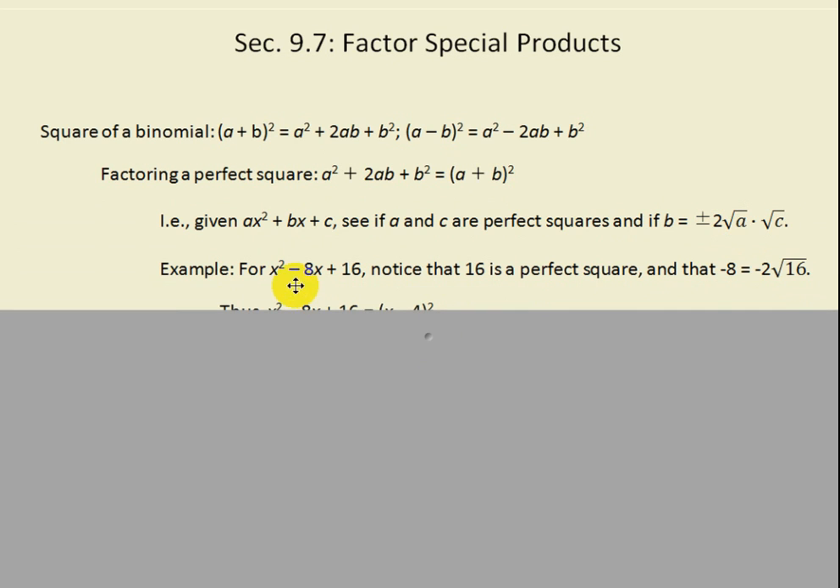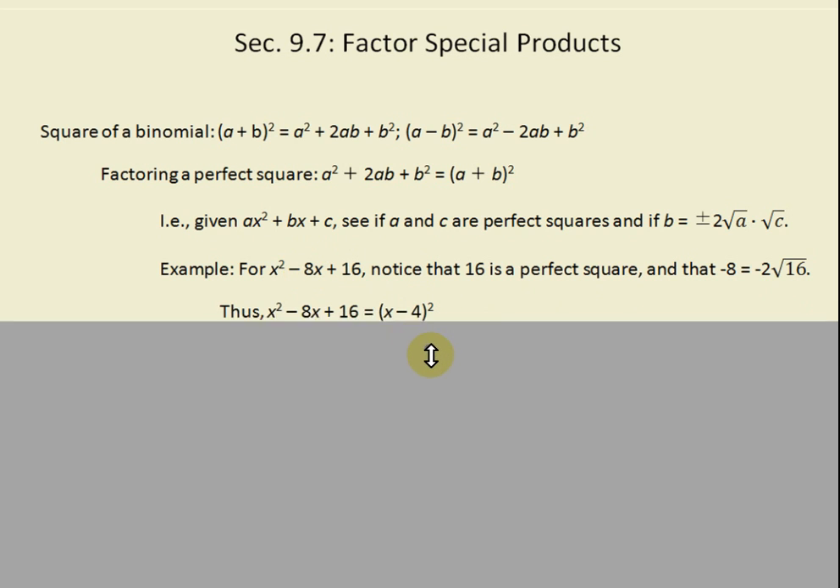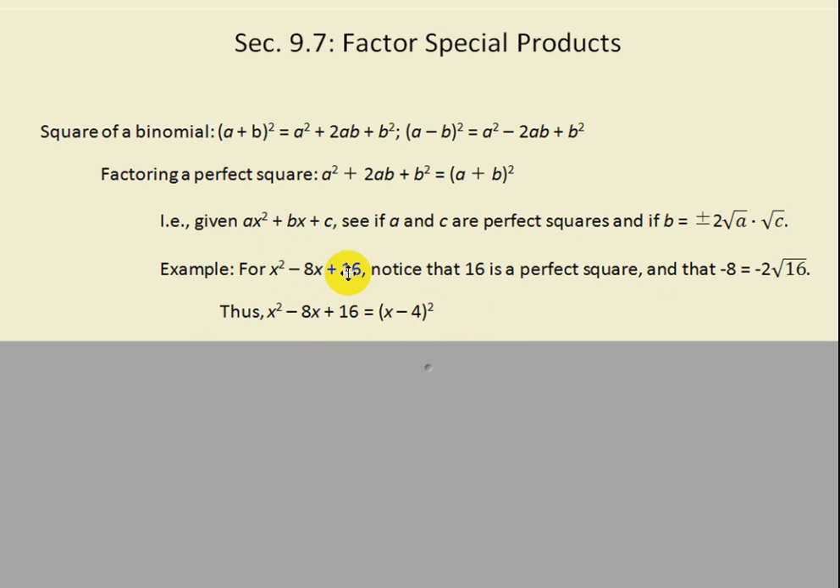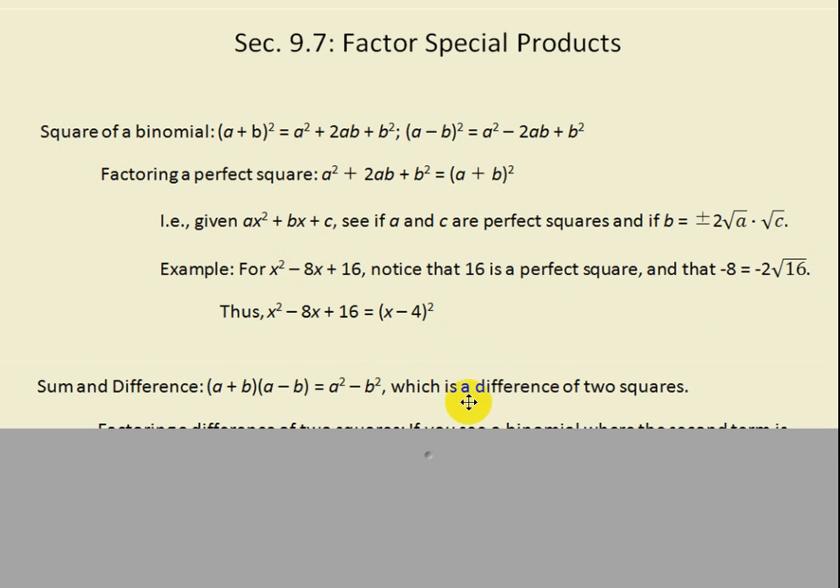So for example, when we have x squared minus 8x plus 16, x squared is a perfect square, 16 is a perfect square. The square root of 16 is 4, the coefficient here is 1, and the square root of 1 is 1. So if you take 1 times 4, you get 4. Notice that negative 8 is negative 2 times 4. So in other words, this is a perfect square right here, and it factors into x minus 4 squared. Minus because we have a negative 8x here.